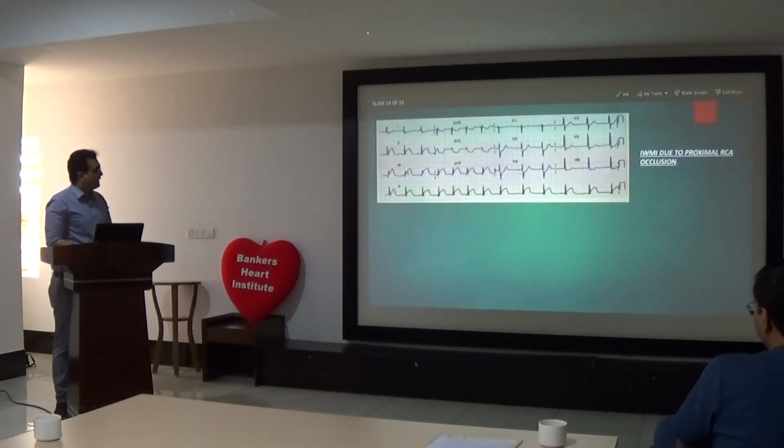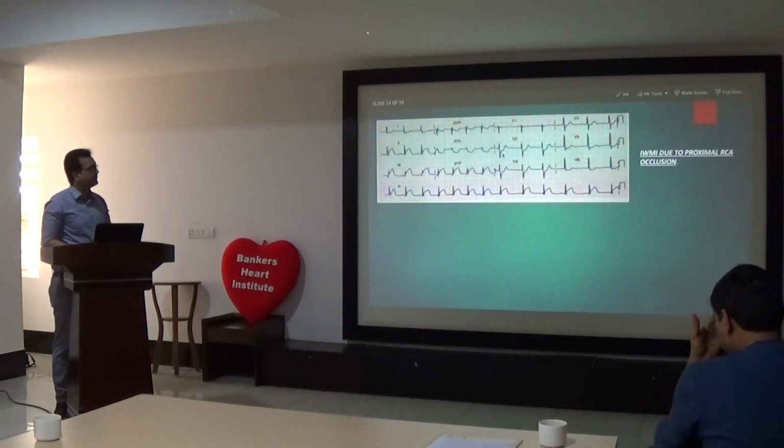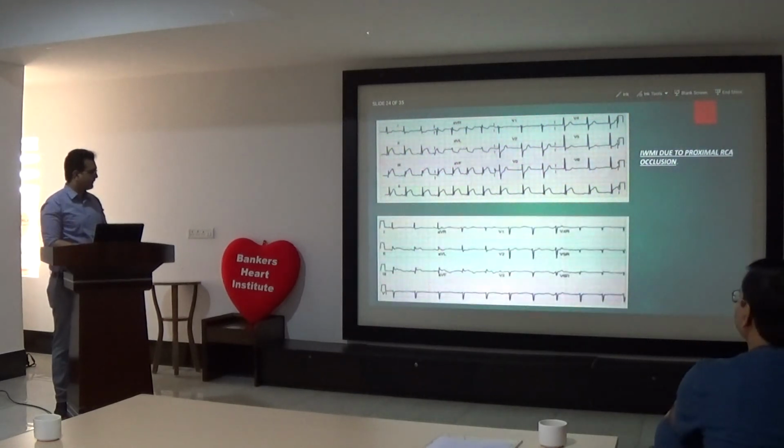In this ECG again, same. Yes sir, it is a similar ECG but with ST elevation in lead 3 more than that in lead 2, with V1, V2 discordance. So this is a proximal RCA occlusion.